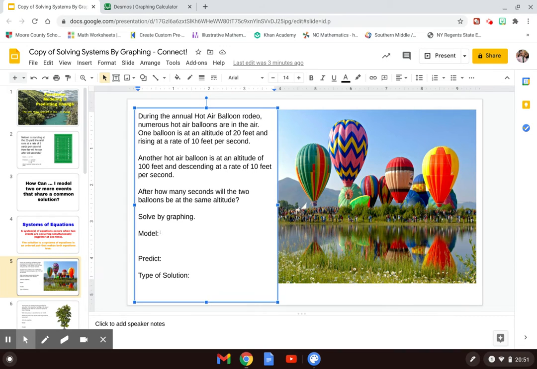Okay, so my first balloon there is going to be y equals 10x plus 20. All right, go ahead and do this on your slides at home as well. Okay, so y equals 10x plus 20. And that means that this first balloon is rising at a rate of 10 feet per second, and it is already 20 feet in the air.